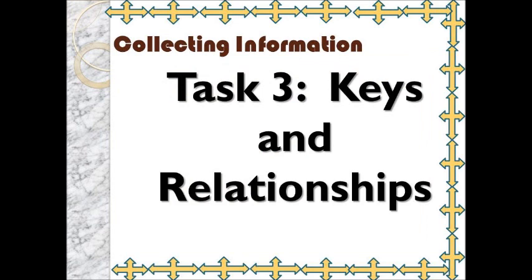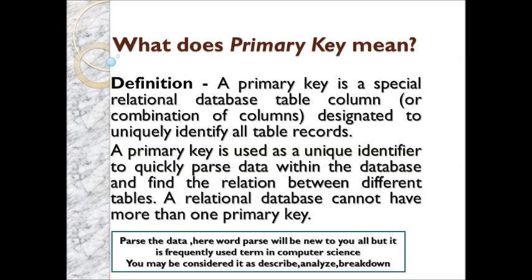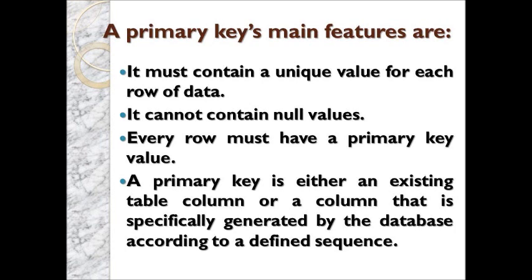What does primary key mean? A primary key is a special relational database column or combination of columns designated to uniquely identify all table records. A primary key is used as a unique identifier to quickly parse the data within the database. Over here, parse is a word that will be new to you, but it's frequently used in computer science.